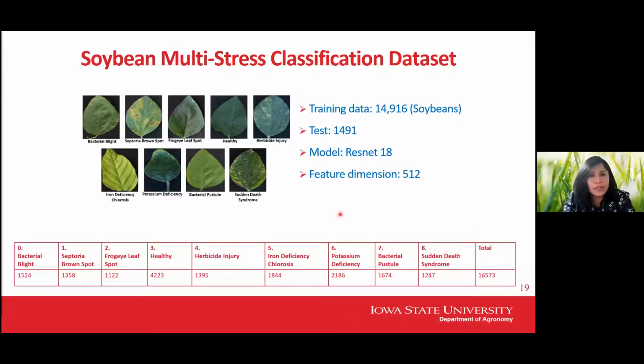So we used this self-supervised technique to do our multi-stress classification. For this, we again used the same dataset of 16,000 images. In this case, we used around 15,000 images for training, and 10% of the data was used for test. The base model was ResNet 18, and the feature dimension is 512.